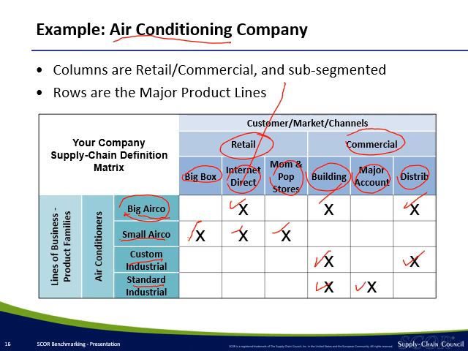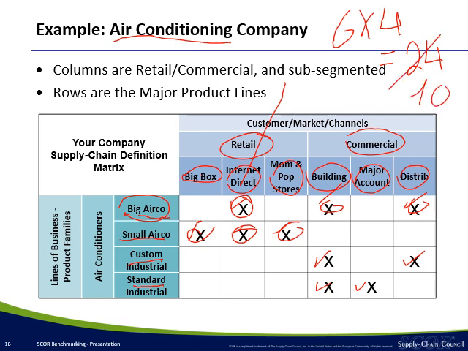If you count the X's here, first, if you count the rows and the columns, we have 1, 2, 3, 4, 5, 6 columns. 1, 2, 3, 4 rows. So 6 times 4. So we have a possible of 24 supply chains. And because we're using these X's only, if we count them, it's now 10 supply chains. So we have now 10 supply chains. And we want them to be fewer, smaller.